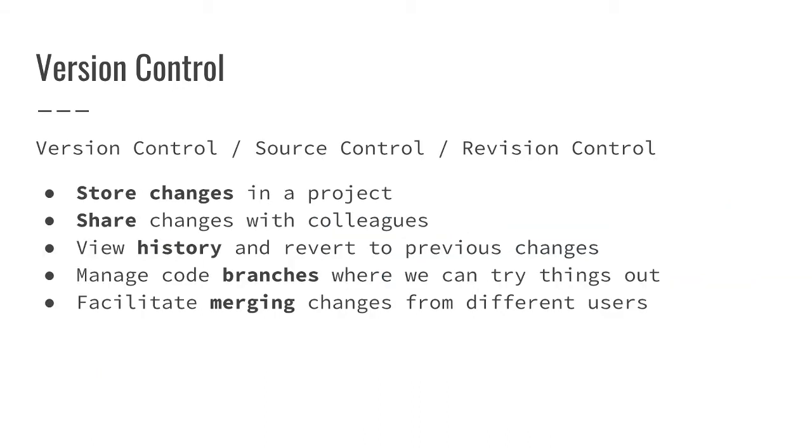So what we really want version control to be able to do is to give us the ability to store changes in our project, share those changes, see the history and keep track of that, manage branches so that you can try things out, do some experiments, and merge them back in if you need to. And so when multiple people make multiple changes, you want to be able to merge those changes together.